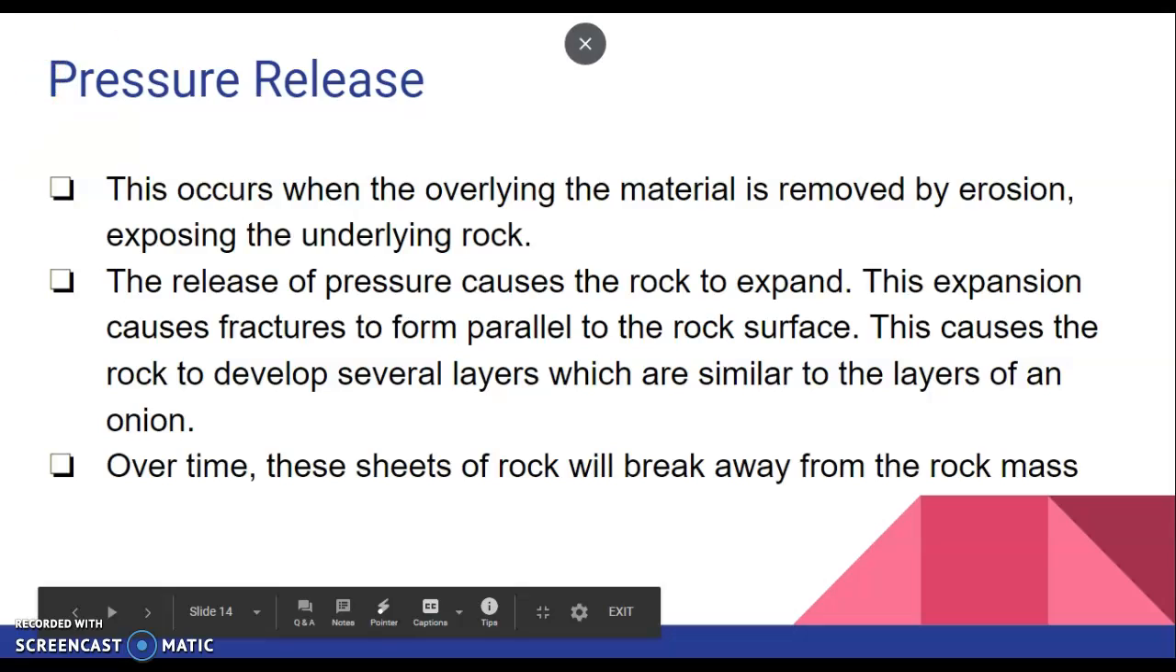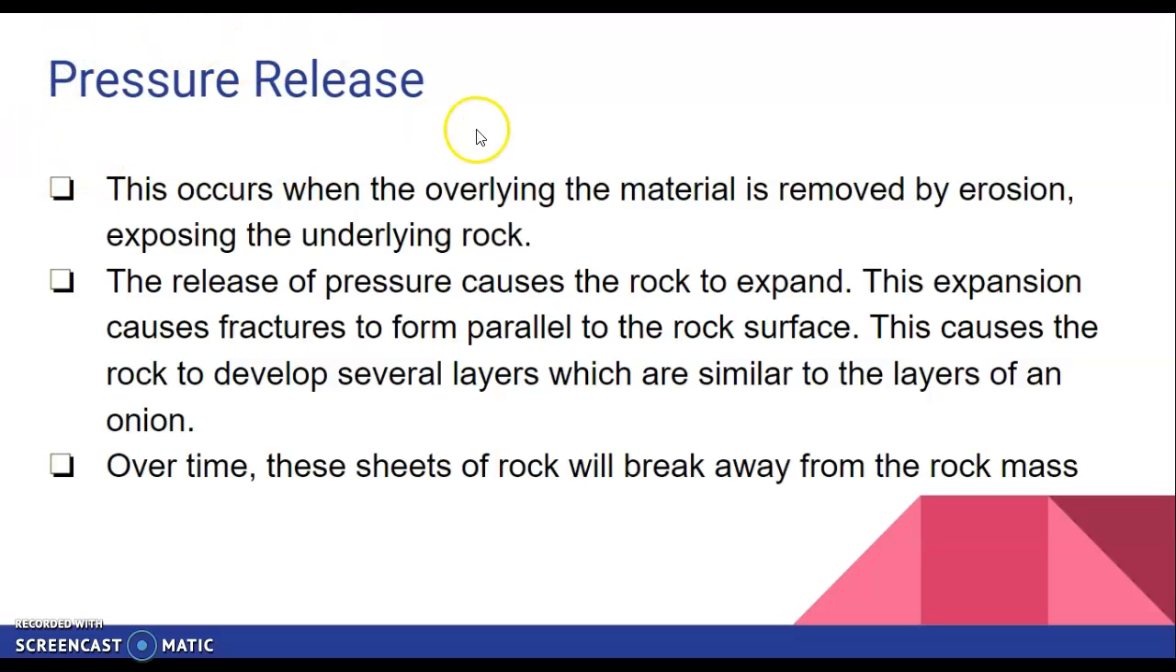Now let us look at the process of pressure release. As the name suggests, something has been removed to ease some pressure. This occurs where overlying material is removed by erosion, exposing underlying rock. The release of the pressure causes the rock to expand. It's as if someone sits on you for a period of time, maybe you're in a bus, and as soon as that person gets up, that release or relief of that pressure, you just want to spread out. And that is what happens with underlying rock.